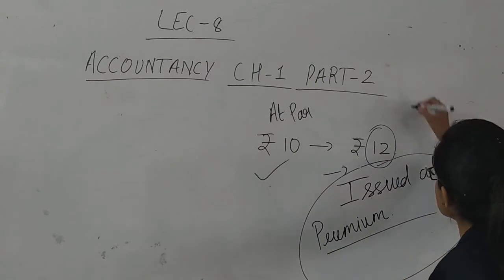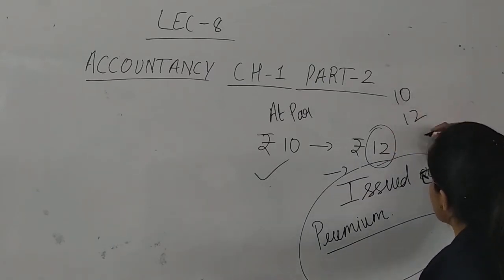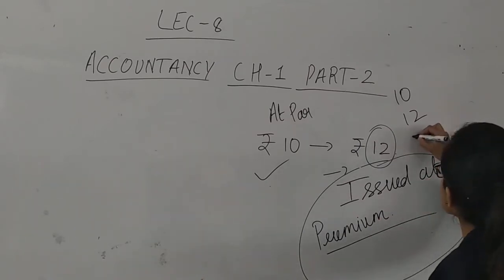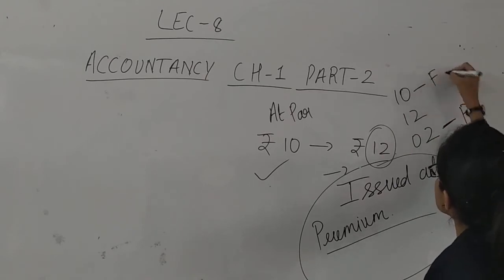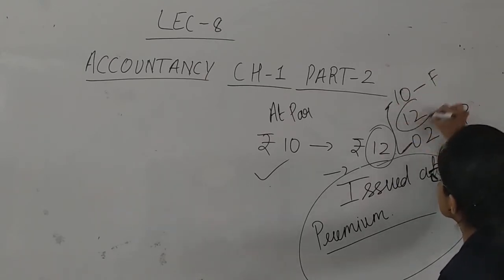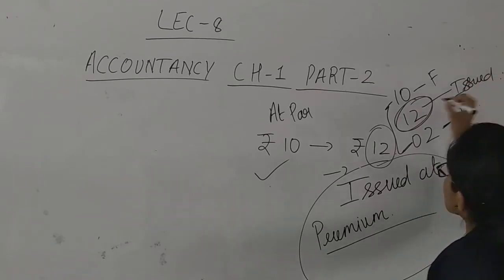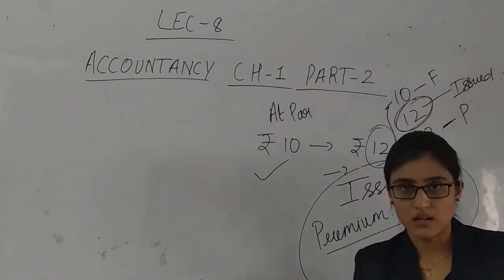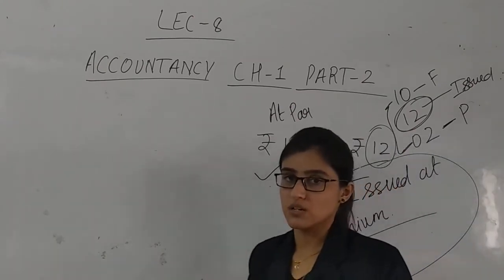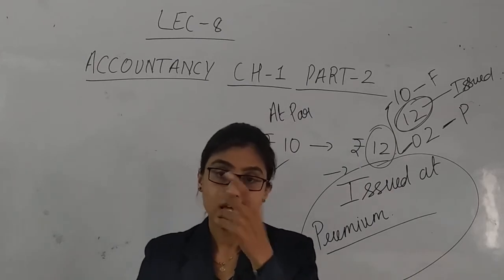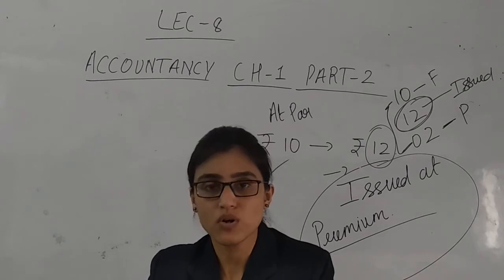So basically, what is the face value of the share? 10. What is the issue price? 12. What is the amount for premium? Rupees 2. So this is premium. This is face value. If you add these two, the issue price of the share is rupees 12.